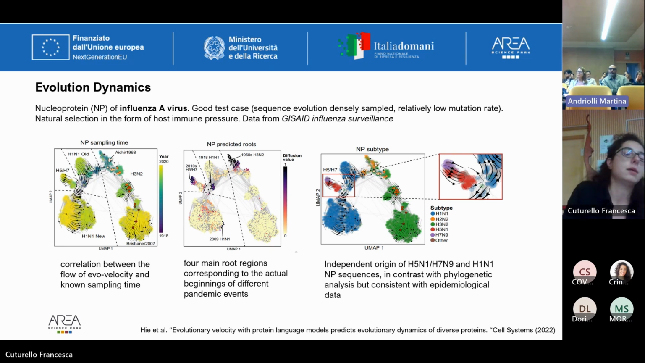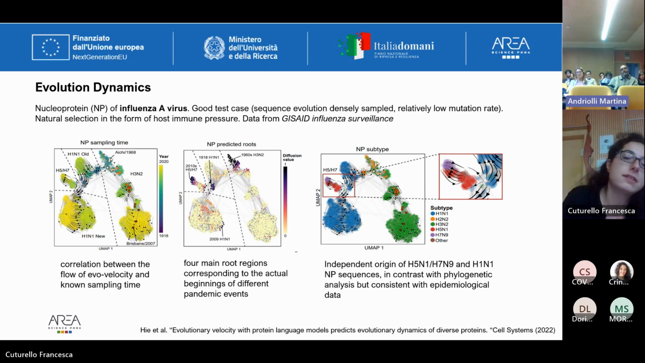And then in the next plot, we see the roots of the processes, which are colored in black. Interestingly, they defined four roots, unsupervisedly, and then they see that these four roots actually correspond to the actual beginnings of four different pandemic events. So this is nice. And then again, they looked at subtypes of this nucleoprotein, and they see that these are well grouped by this velocity flow.